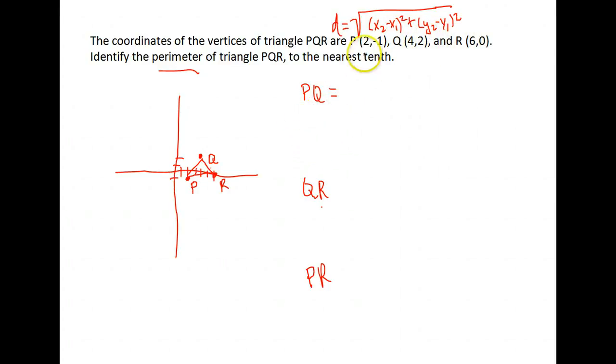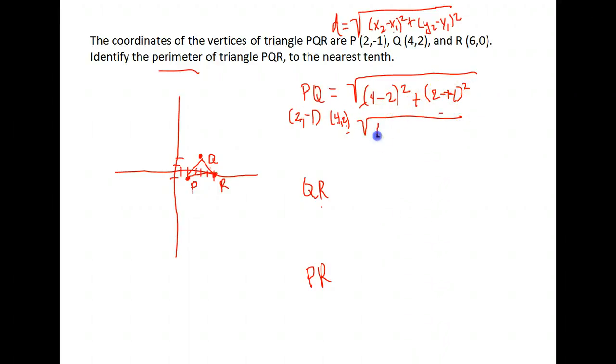So for PQ, our points are 2, -1 for our P, and 4, 2 for Q. We put it into the distance formula, which said you subtract the x's. The x from our second point is 4, minus the x from our first point, which is 2, and you square it. Plus, you subtract the y's. So the y from our second point is 2, minus the y from our first point, which is -1, and you square it. We have a minus negative here, changes to a plus.